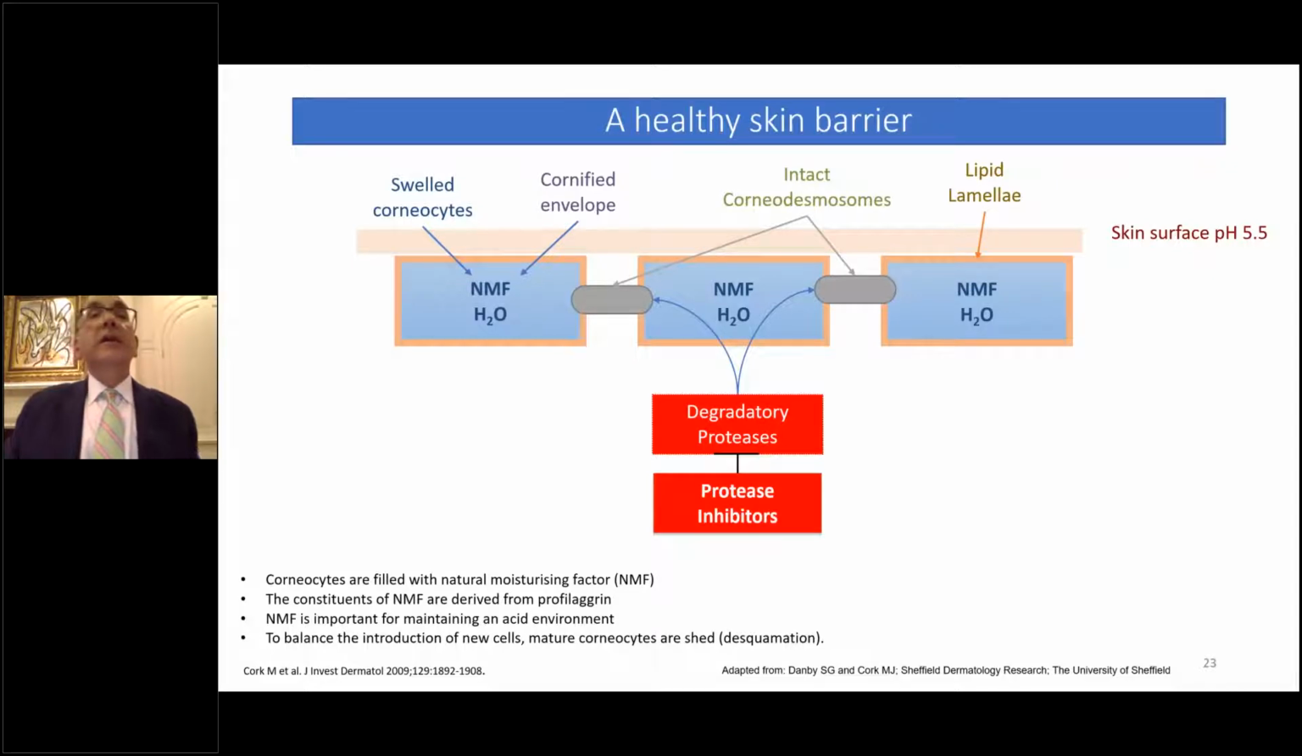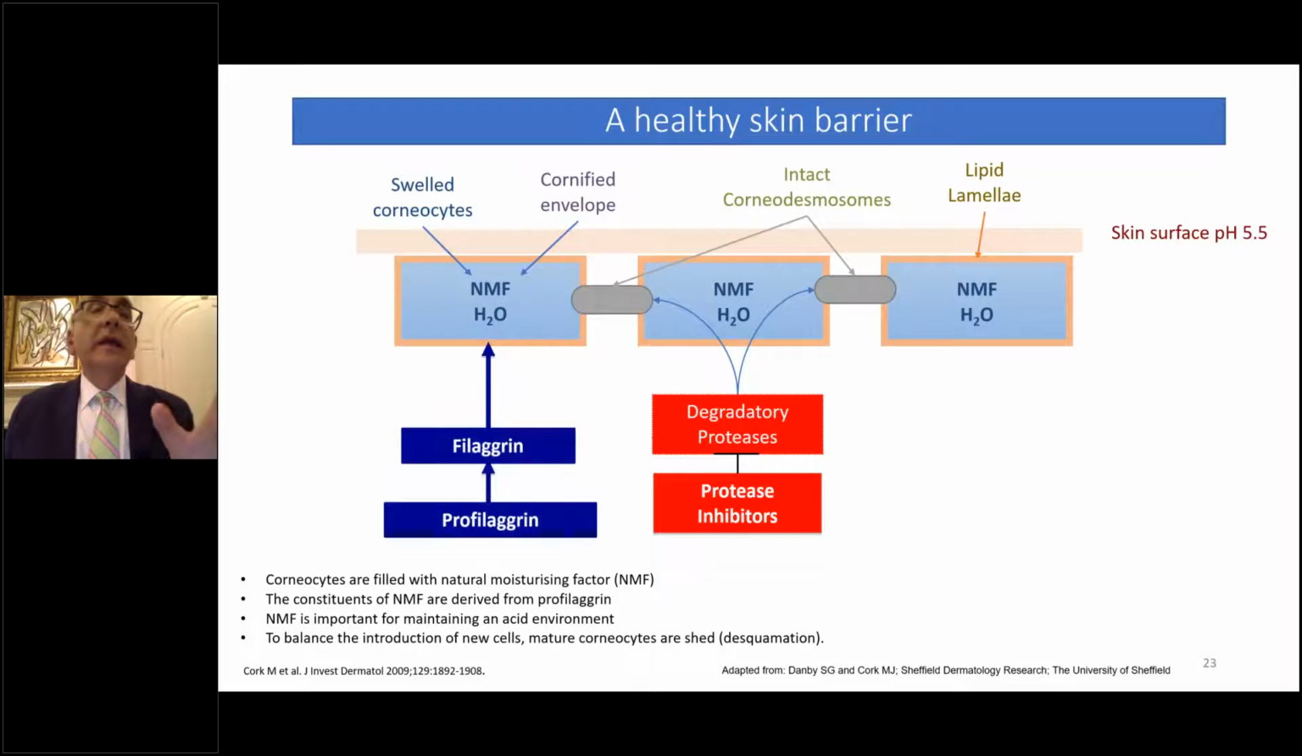So let's take a look first, in order to get a whole complete picture, at the healthy skin barrier, right? We've already discussed the natural moisturizing factor that's coming from filaggrin. Then, when you look at these blue boxes, consider each blue box a corneocyte with the envelope around it. And each corneocyte is held together by the nails, which are corneodesmosomes, right? So they can be degraded by degradatory proteases.